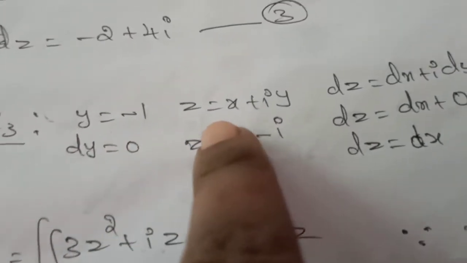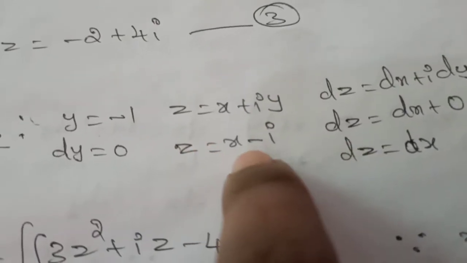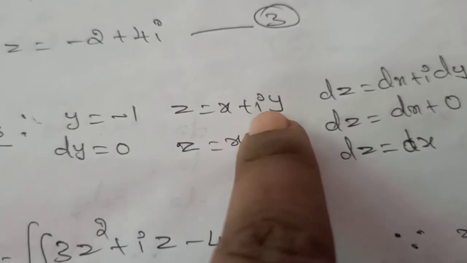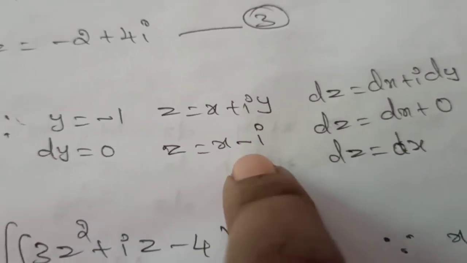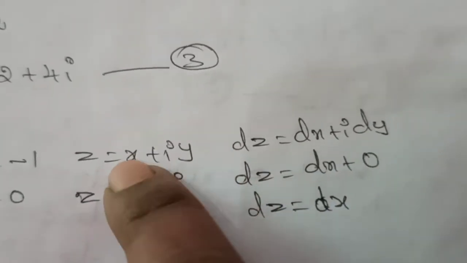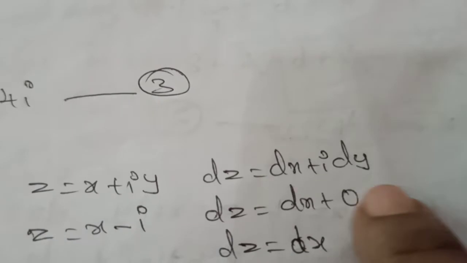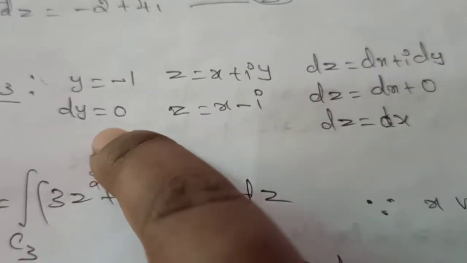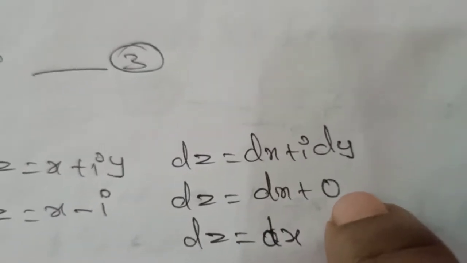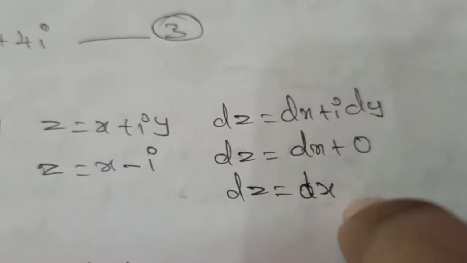You take the complex value z equal to x plus iy, that is z equal to x, so the y value can be substituted here. i into minus 1 value can write the minus i, that is z equal to x minus i. We take the differentiation of this equation on both sides, dz which is equal to dx plus i dy, and for dy value we got the answer 0. Substitute here, i into 0 value becomes 0, that is dz which is equal to dx.